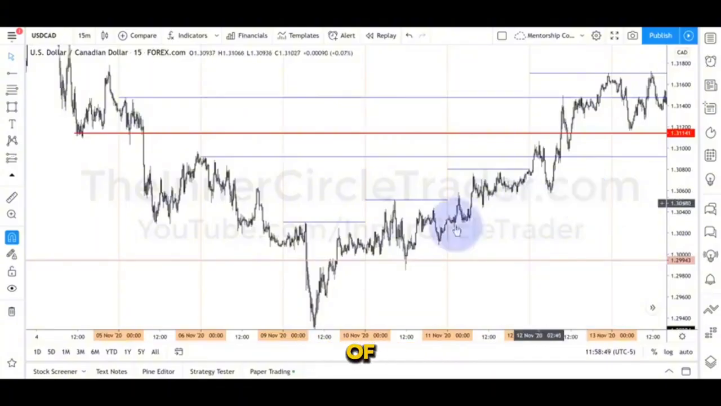You need to look at all of these days here with the times of day that I teach, which is the London Open Kill Zone, the New York Open Kill Zone, the London Close Kill Zone. And look how these patterns form.